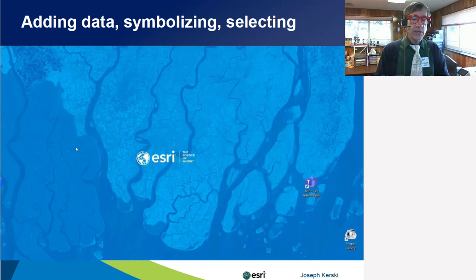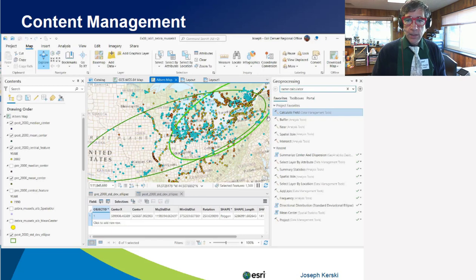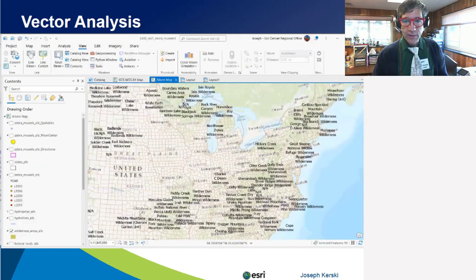So in these next series of videos, we're going to do the following. We're going to have a video and a demo that I'm going to give on adding data, symbology, selecting, filtering, those sorts of core basics. We're also going to have a video on exporting, importing, and more. How do I get data from ArcMap into ArcGIS Pro? How do I move it to ArcGIS Online? Content management. How do I manage the content on my own device, in my ArcGIS Online organization, in ArcGIS Online that other people have created, and also libraries like the Living Atlas of the World?